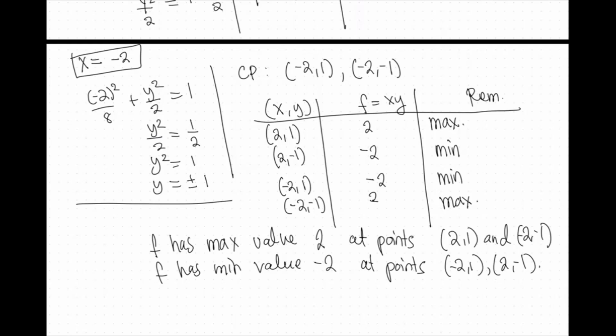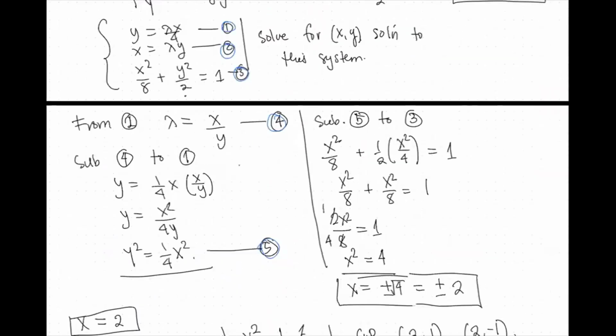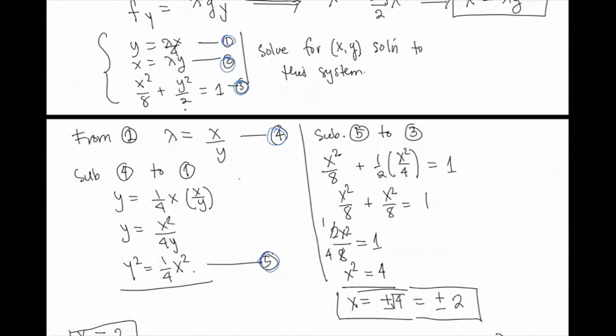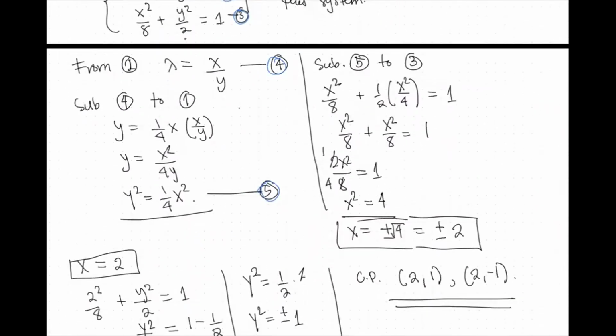So I have a remark there that sometimes you will get x equal to 0 and y equal to 0, but in that case, (0, 0) is not a critical point because the point (0, 0) does not satisfy the constraint equation. This is an ellipse, so the origin is not in this ellipse. So I have put that in the notes.